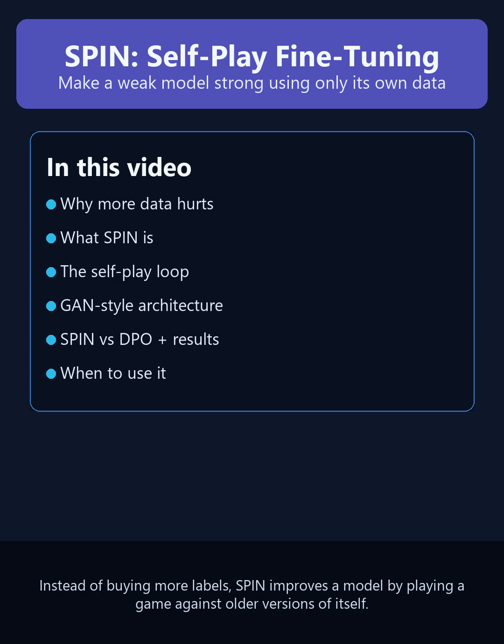Aligning a language model usually means gathering more data, human preference labels, or answers from a stronger model like GPT-4. That is expensive and slow. Self-play fine-tuning, or SPIN, asks a bolder question. Can a model get stronger using only the data it already has? It does this by playing a game against older versions of itself.